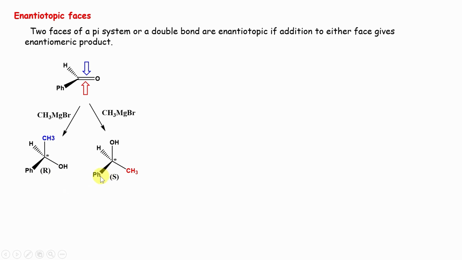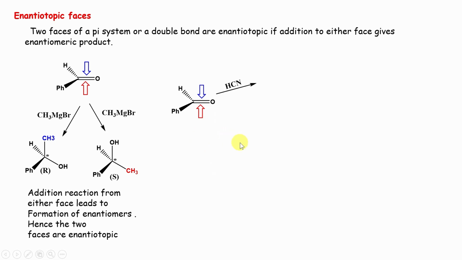Thus, we can say benzaldehyde has enantiotopic faces. The two faces of the carbonyl group of benzaldehyde are enantiotopic. Similarly, if you add hydrogen cyanide to benzaldehyde, we will get the corresponding cyanohydrin.